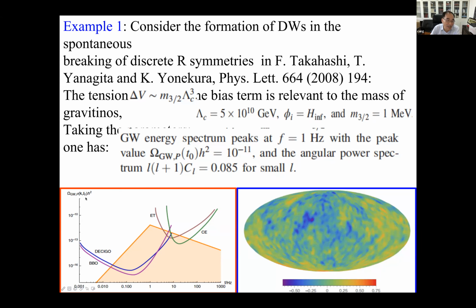Here I showed you the energy spectrum for the gravitational wave from the domain wall. This is the spectrum, proportional to K cubed, and this is 1 over K. And these are the different sensitivities for the different detectors. So any anisotropy can also be produced like the CMB fluctuations, but it's quite big.